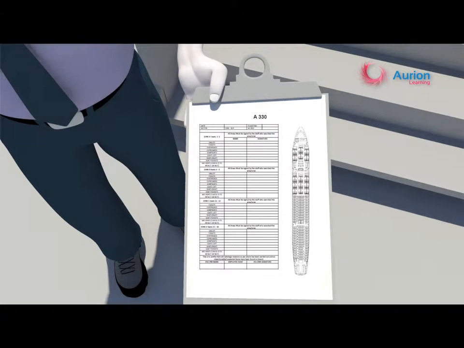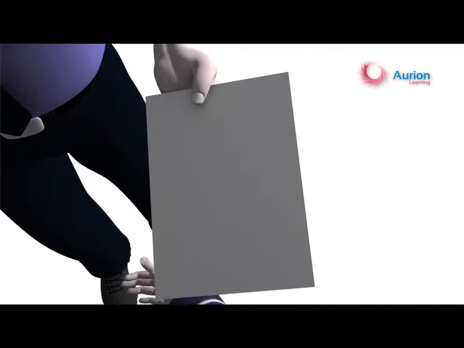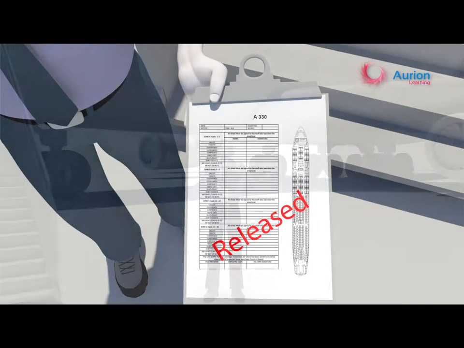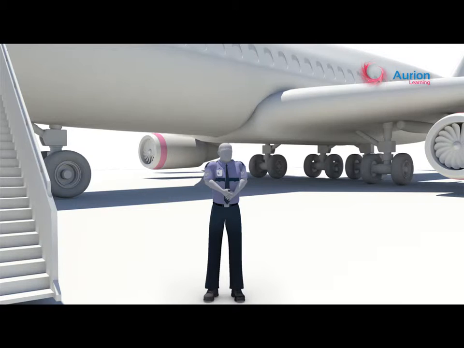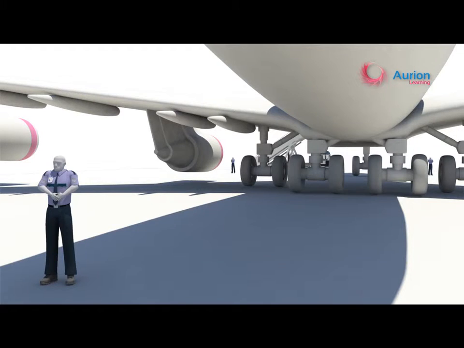The search is carried out in accordance with an aircraft search checklist. After the completion of search, the senior-most member of the staff who was involved in the security check signs the aircraft release certificate. After the search, the aircraft should not be left unattended and strict access control should be maintained.